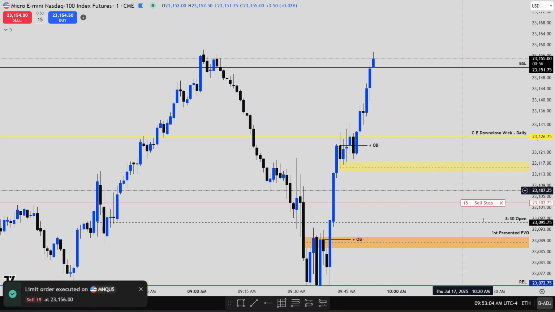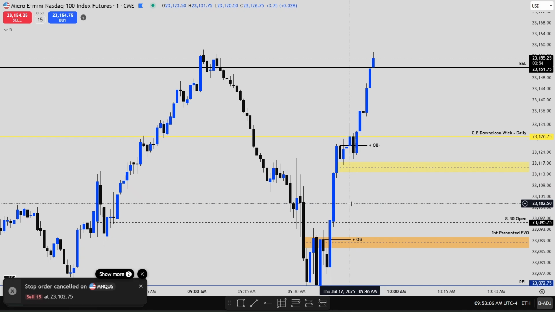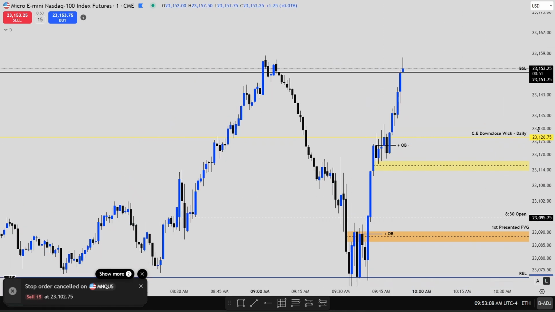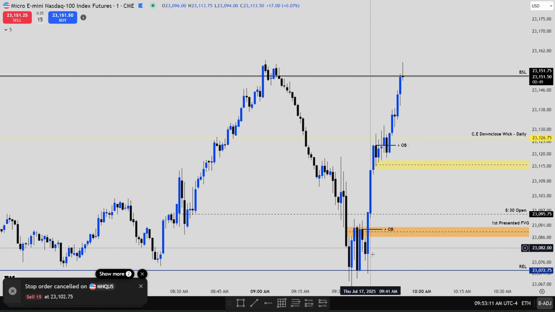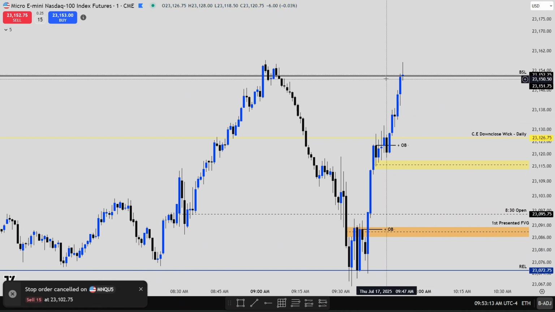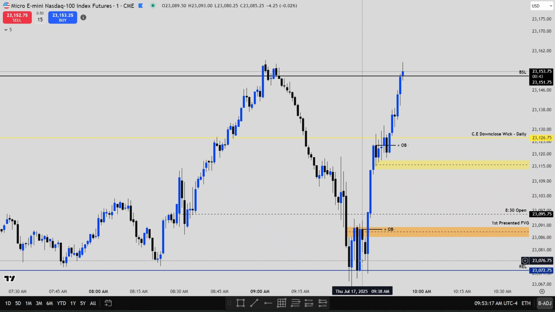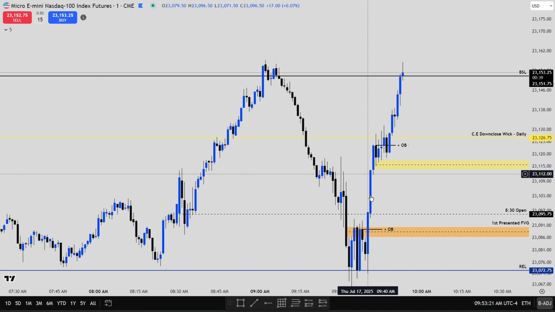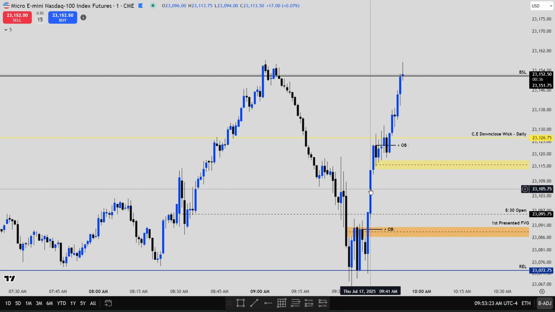Praise be to the Lord. Hallelujah. Look at that run. Look at this run. No retrace. This is a perfect example of a low resistance liquidity run. No retraces on the 1 minute into any sort of fair value gap here.